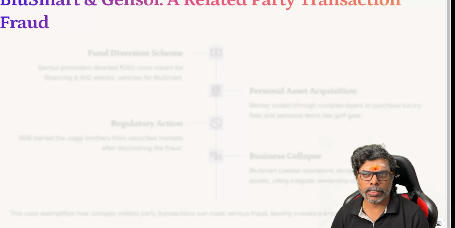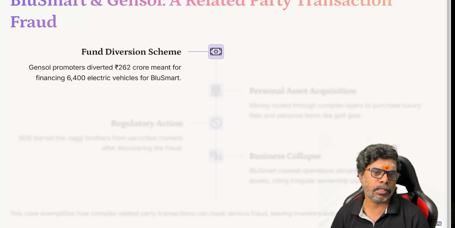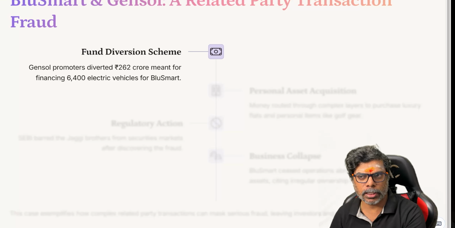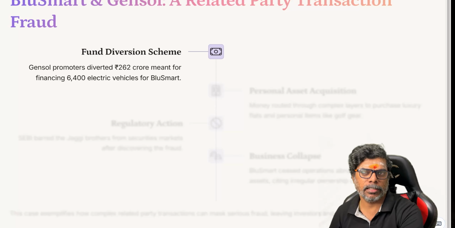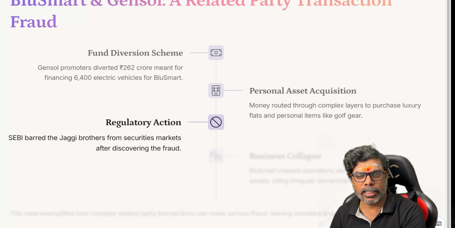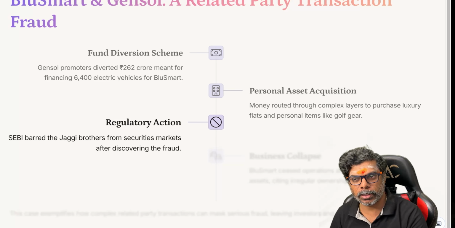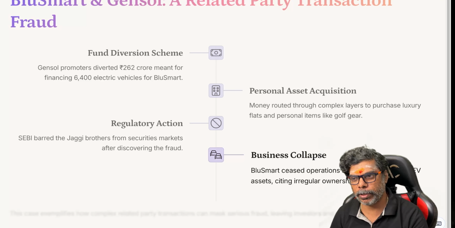Okay. Before that, I'll give an example. The recent one, the Gensol problem, right? This basically happened through related party transaction fraud. How did it start? They got a loan for 262. That money got diverted to financing electric vehicles for BluSmart, right? And they bought a lot of real estate, luxury flats, and because of that, there was regulatory action against the Jaggi brothers, and the business collapsed, right? So we need to be very careful what they are buying, what they are selling. We need to keep a tab on that.